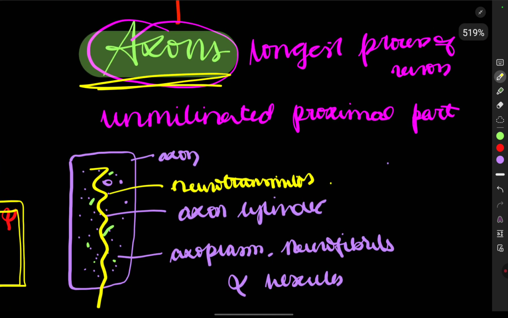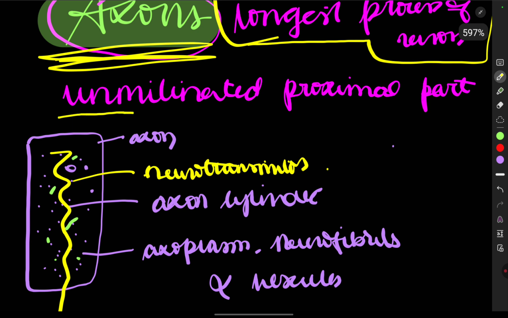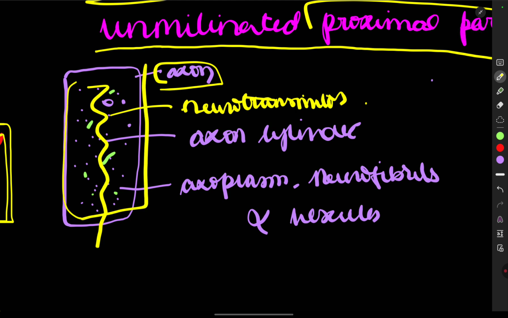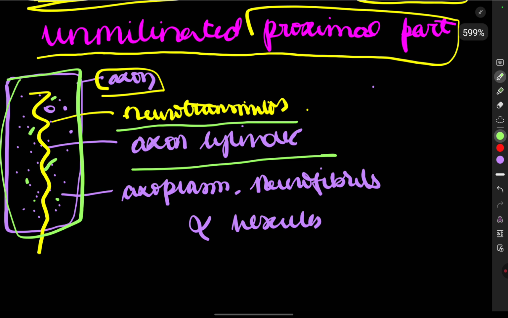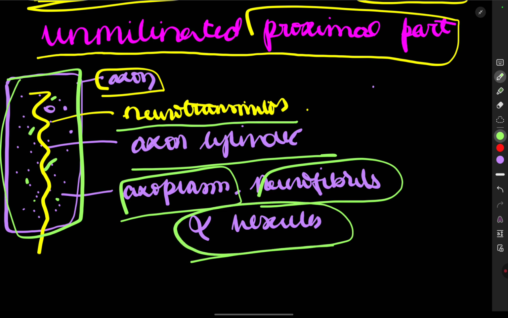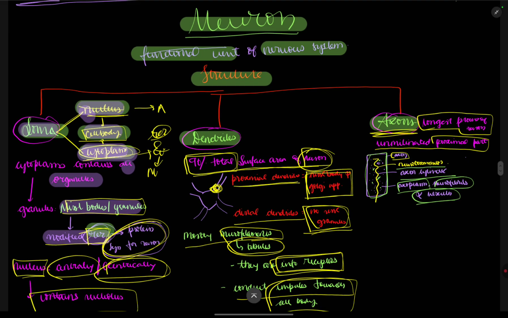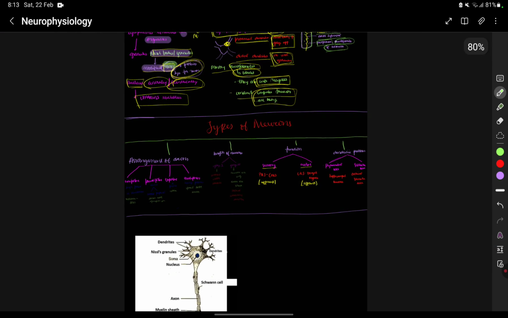Now, what are the axons? Axons are the longest processes of the neuron. They have an unmyelinated proximal part. So this is the axon, whatever you're seeing here, and what you see inside is the neurotransmitter. It is the axoplasm, containing the neurofibrils and some vesicles. Now we are done with the soma, the dendrites, and the axons as well. Now we're going to see the types of neurons, and then we're going to end the chapter.